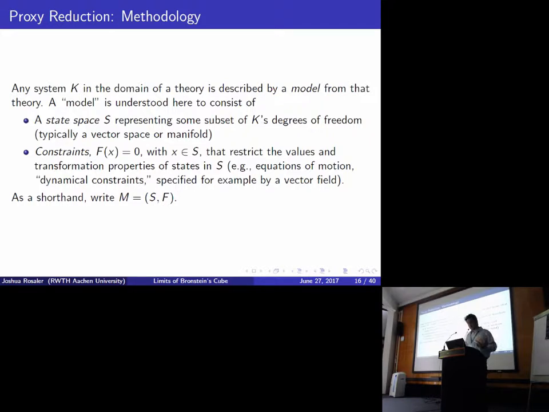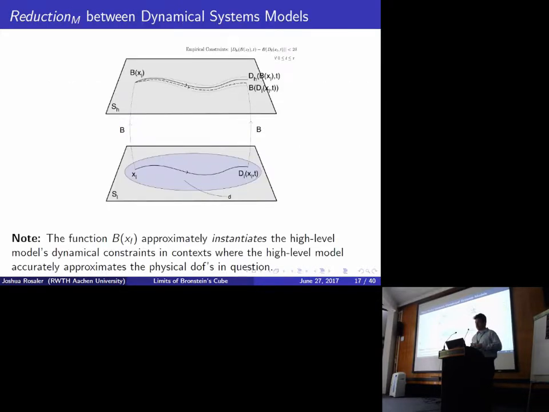The model has also specified constraints defined over that state space, which I'll just designate as some relationship, so we'll say f of x equals 0, so it can be put in that form, which typically will be associated with the equations of motion or various transformation properties of states in the state space. As a shorthand, I'll designate the model as consisting of the state space and then whatever constraints f we have over that state space that specify the dynamics.